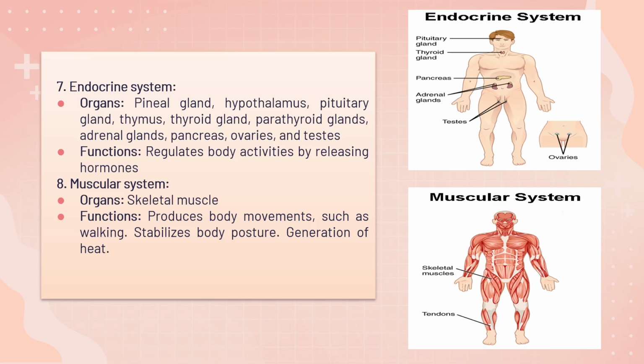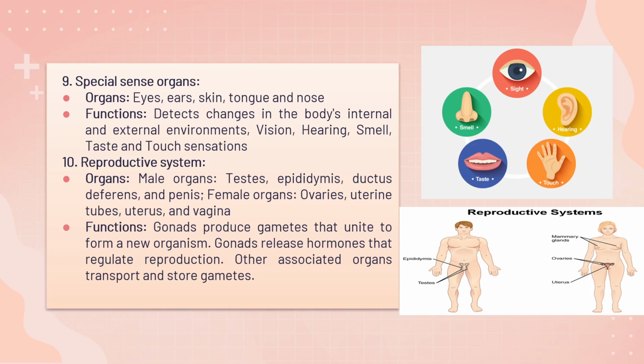Okay, now the next system is the special sense organs. There are five special sense organs present in the body. You can see in the diagram. Okay, first is the eye, then ear. Touch is sensed by the skin, right? Then the tongue for taste, then nose. Okay, these are the different special sense organs and their senses are sight, hearing, touch, taste, smell. These are the functions of the special sense organs.